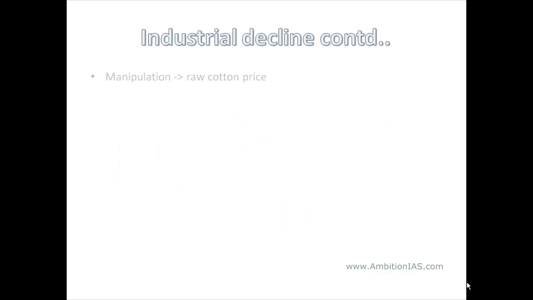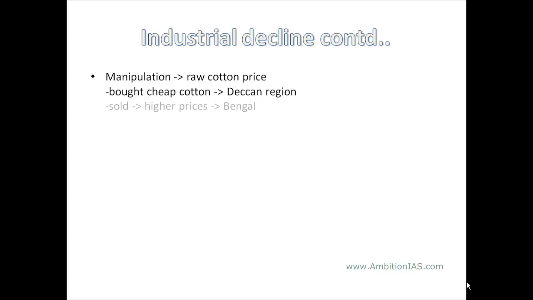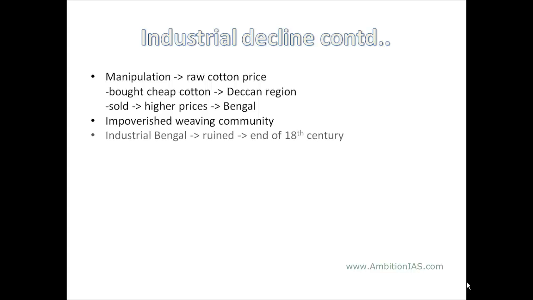There was manipulation of raw cotton prices. That is, they bought cheap cotton from the Deccan region and sold it at high prices in Bengal. This impoverished the weaving community. Industrial Bengal lay in ruins at the end of the 18th century thanks to the policy followed by the British.